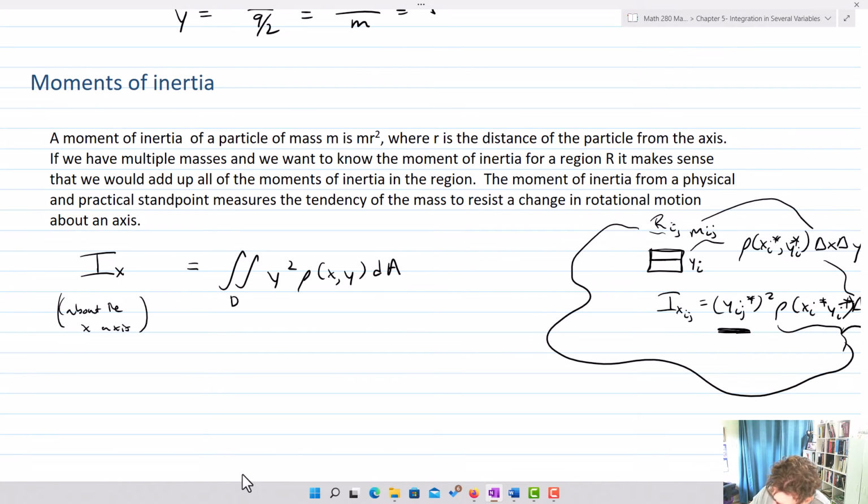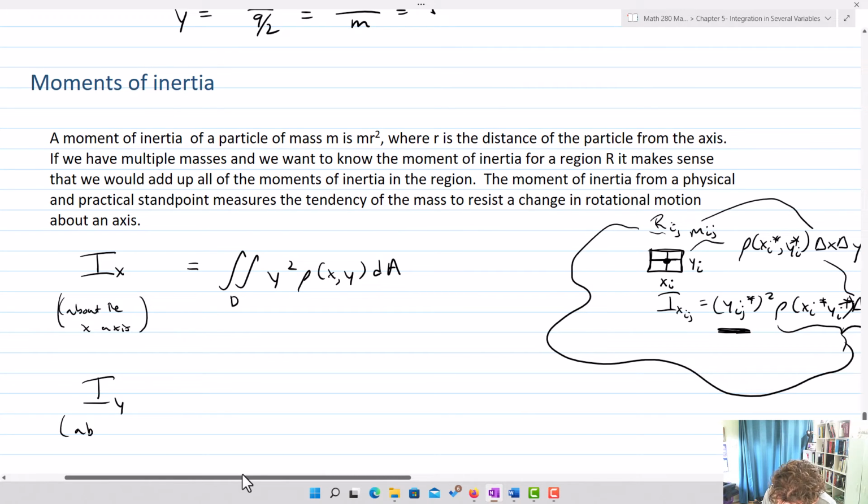Same principle. If we imagine now, instead, here's xi, yi, the center of the region. So we get Iy, which is about the y-axis. This is going to equal the double integral over the region D of x squared rho of x,y dA. Different quantity, same exact process.